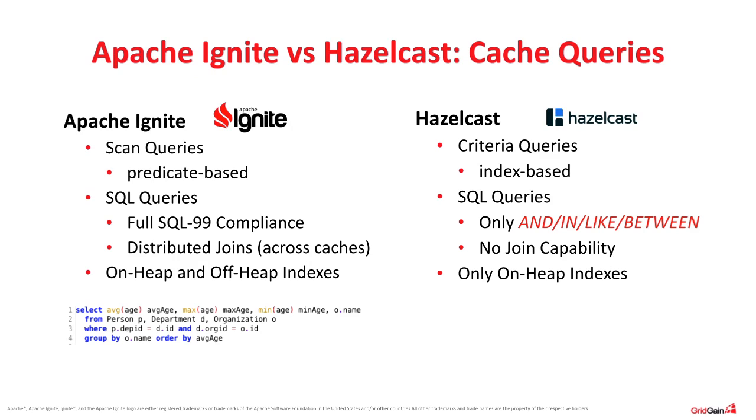So the difference is Hazelcast probably would implement this using a criteria query, but not a SQL query. And even with that, joins would be very difficult to implement on top of Hazelcast, so you would have to resort to adding some Java code in between.